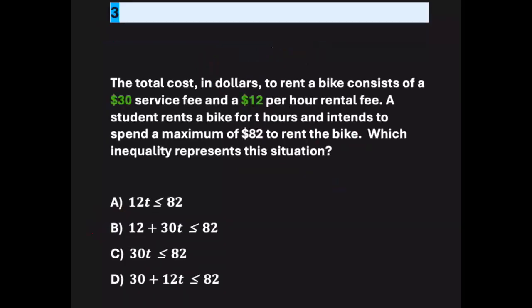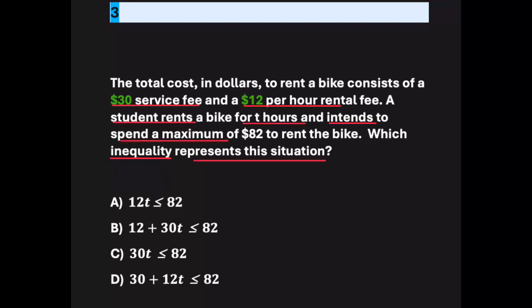We have a word problem, and it's about a bike for rent. And the rate of the rent is $12 per an hour, and there is a service fee on top of that. And Michelle is a student, and she wants to rent a bike for 3 hours, and she wants to spend no more than $82. Which inequality represents that situation?